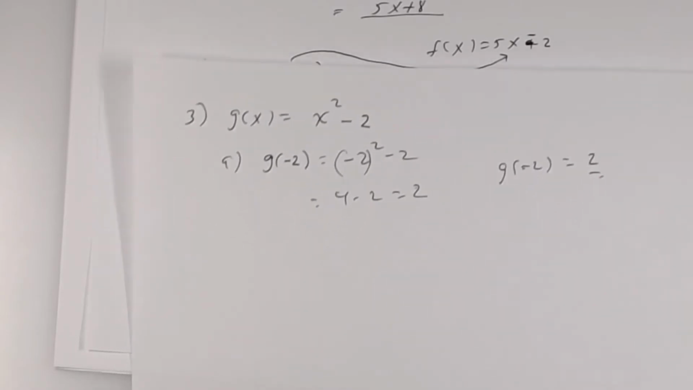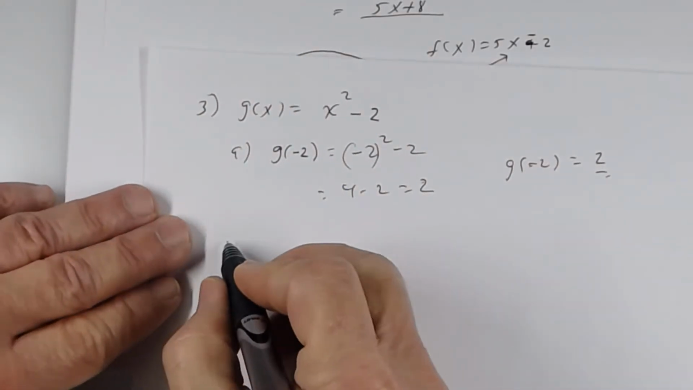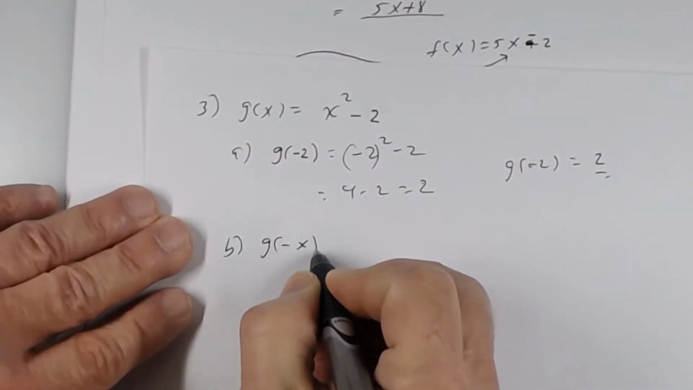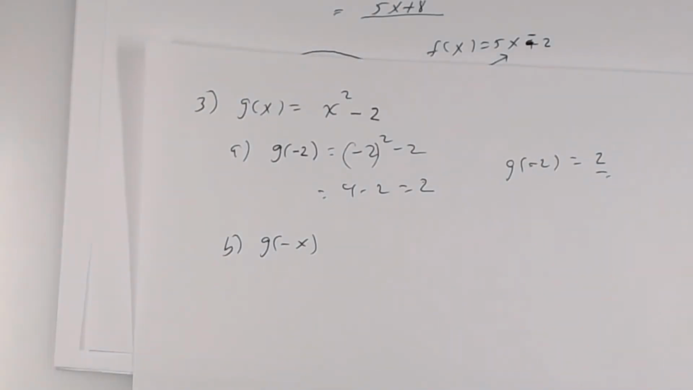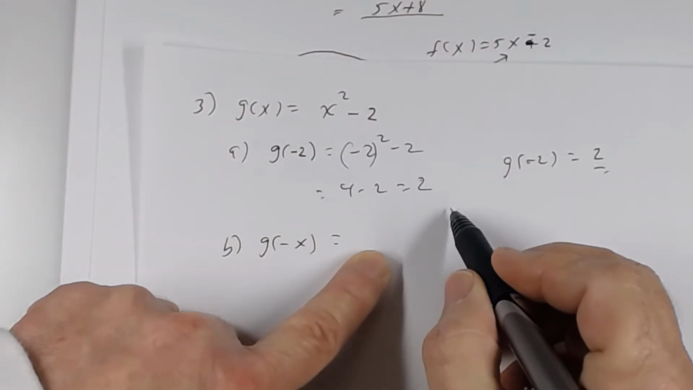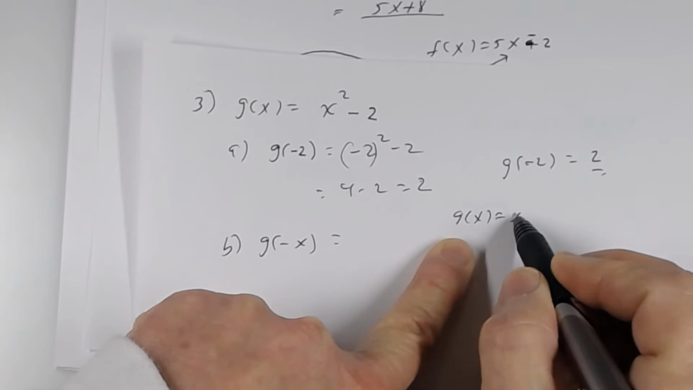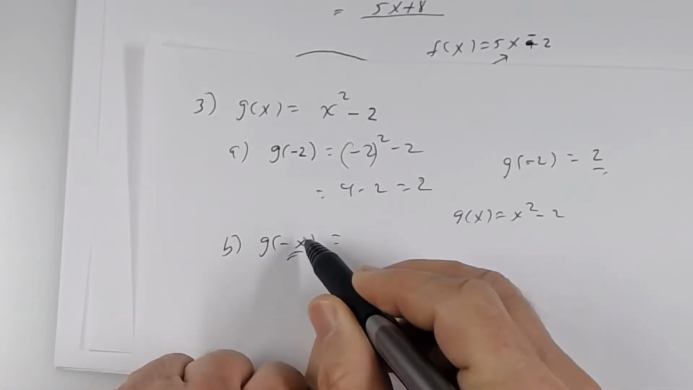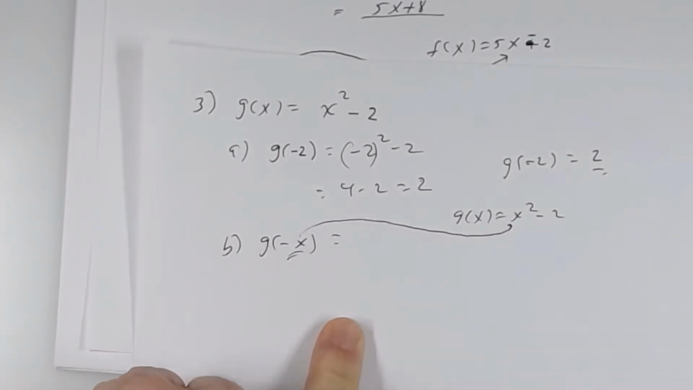All right, part B, let's suppose you had this, g of negative x. Now, for some reason, g of negative x throws things off. It should. Where we see the variable x, you substitute negative x. And if you need to, compare to letter A. So remember, g of x is this. I'm going to go ahead and rewrite it. Sometimes it helps if you rewrite it so you can draw an arrow to it.